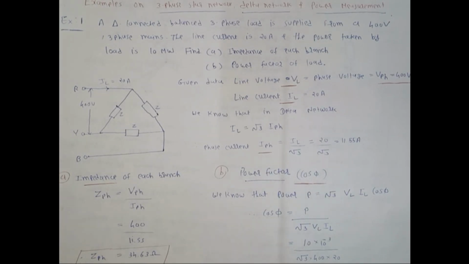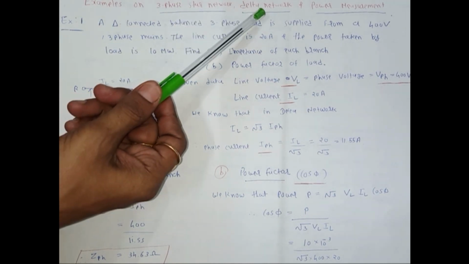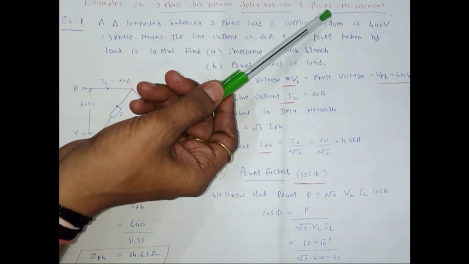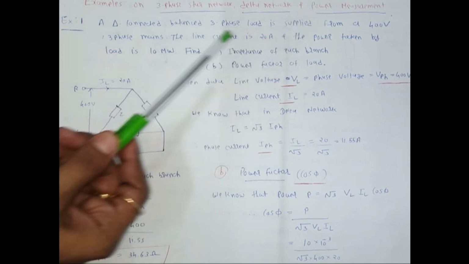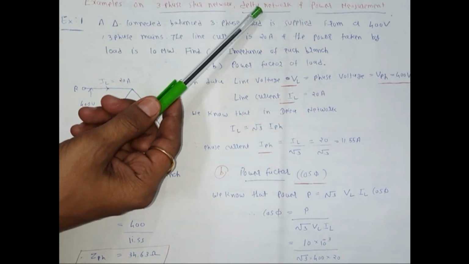Good morning, students. Today we will discuss examples based on the previous three topics: three phase, star network, delta network, and power measurement. In the previous three lectures we have already discussed the relationship between voltage and current in both networks, star network and delta network.